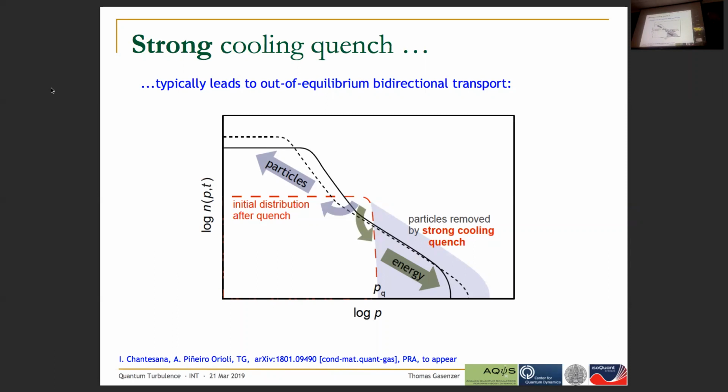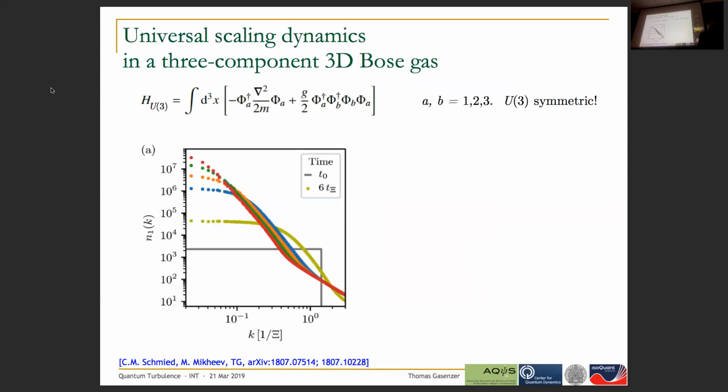Right, so this is the general picture which I expect, and now let's have a look at a particular example. These are results of simulations for a Bose gas in three dimensions. And actually what we take, for reasons I'll tell you in a minute, is the three-component Bose gas, very much like the spin-1 Bose gas, which has already been discussed here.